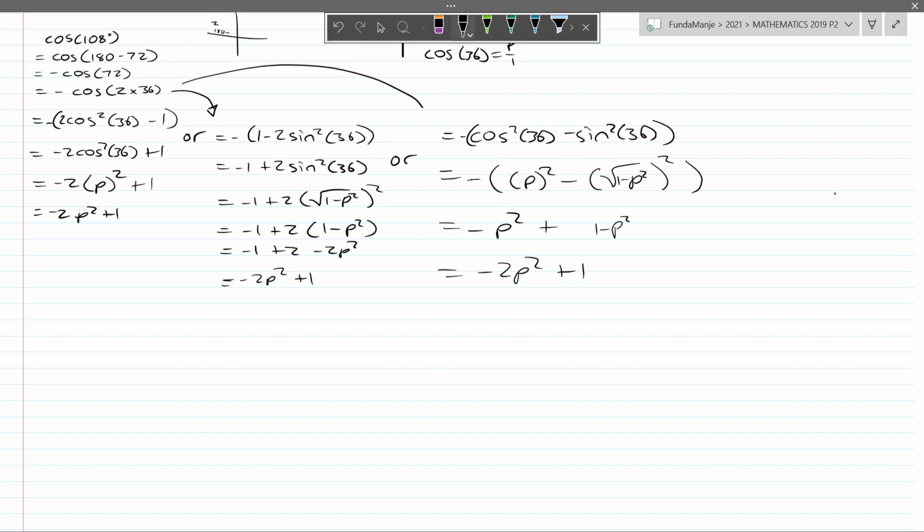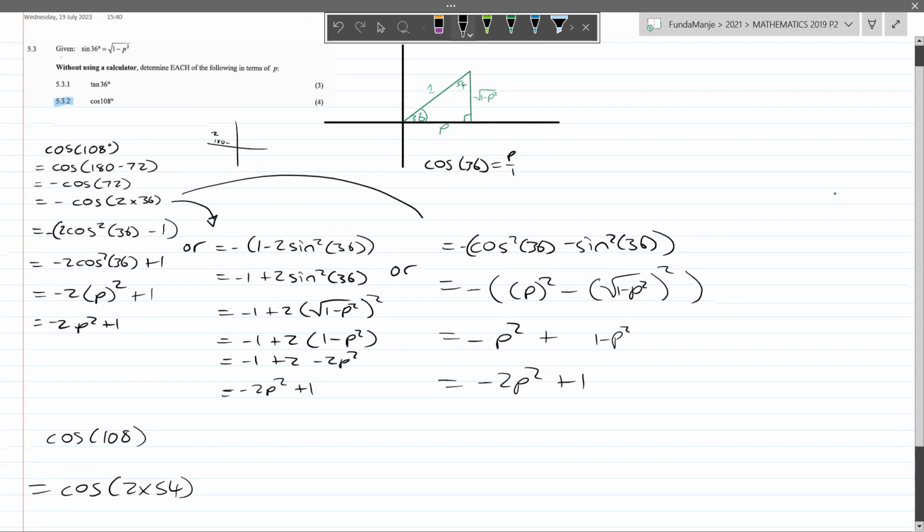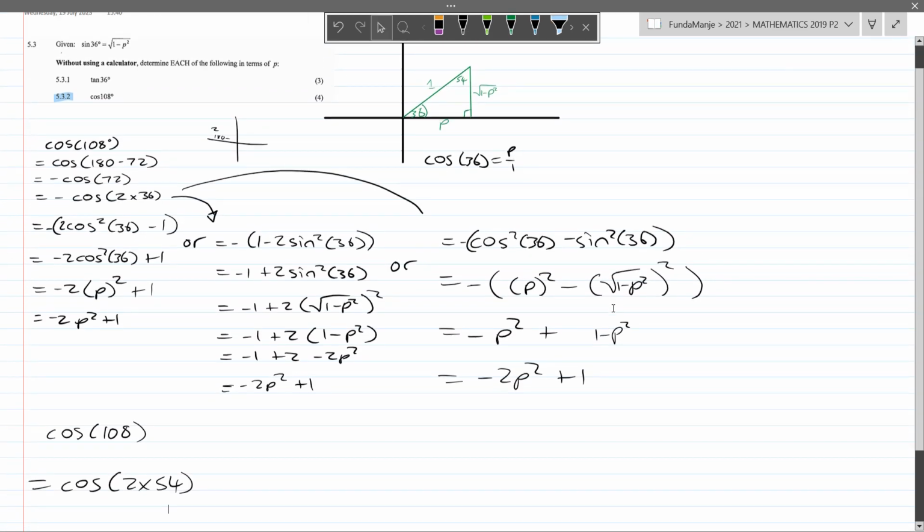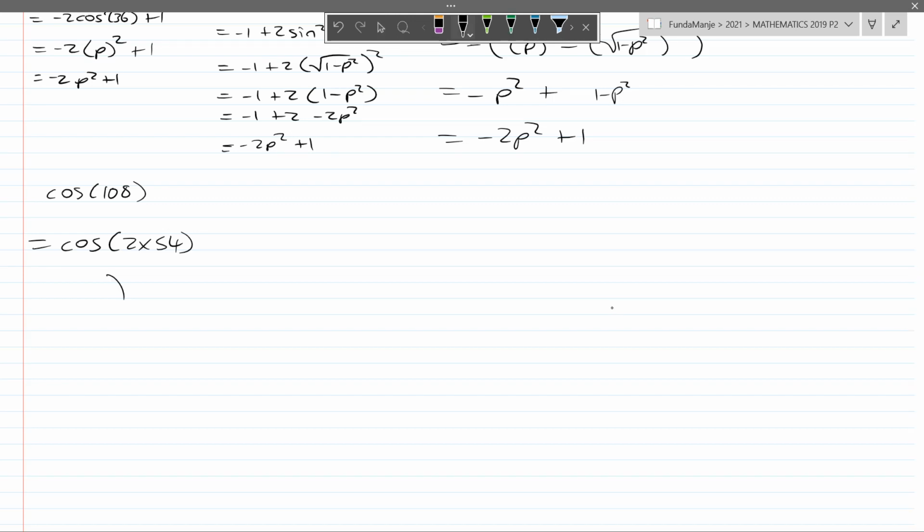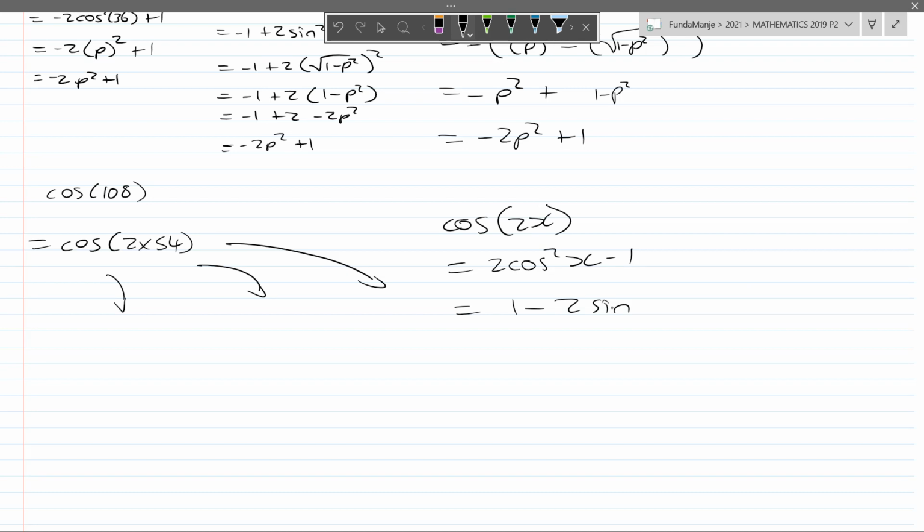You could also say from the beginning cos 108 is equal to cos of 2 times 54. Because 54 is an angle that we actually have in our diagram, we could then use the same trig functions, either one of the three again. Because as long as you have cos of a double angle, which is 2x, there are three identities you can use: either 2 cos squared x minus 1, or 1 minus 2 sine squared x, or lastly cos squared x minus sine squared x. So you can use either of these identities.